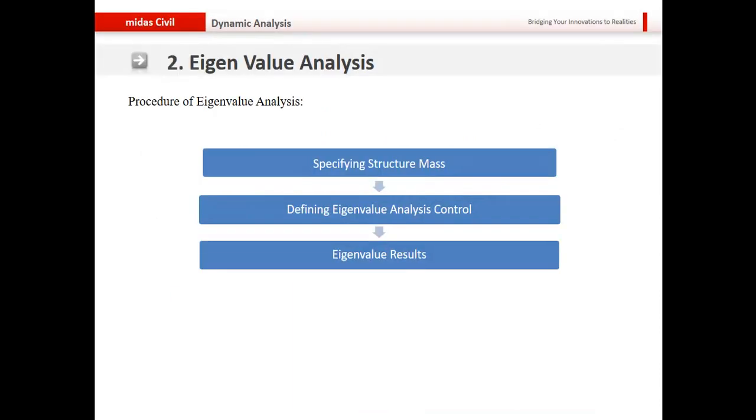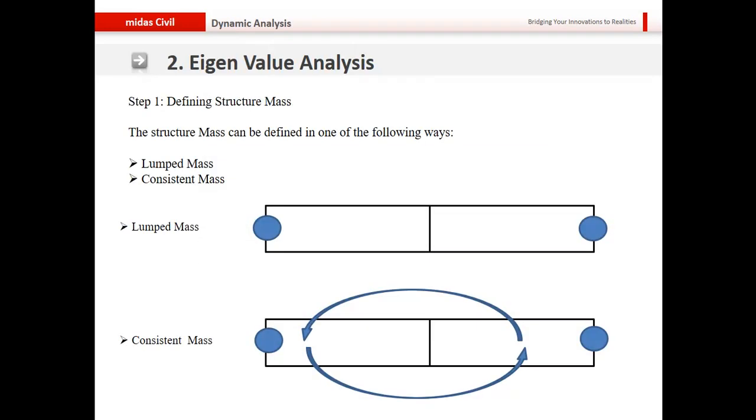Then we have eigenvalue analysis, which is basically the vibration shapes that the structure will take. In order for us to apply it in the program, we first have to specify the structure mass, and then define the eigenvalue analysis control, and then go into the results. First, defining the structure mass.